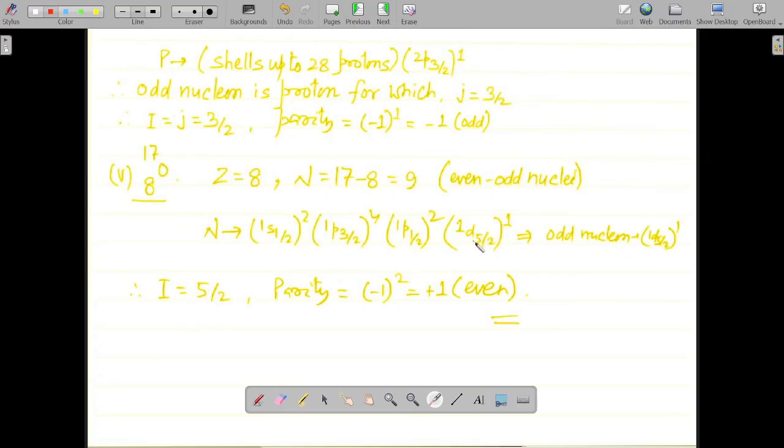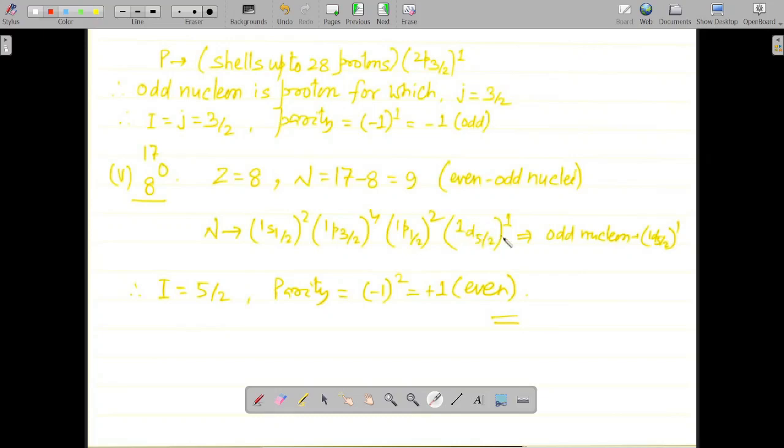Ground state spin will be equal to J. So the ground state spin is equal to 5/2 because the value of J for this is 5/2. And what is the parity? Parity is found out with the help of the formula (-1)^L. And what is the value of L for D?